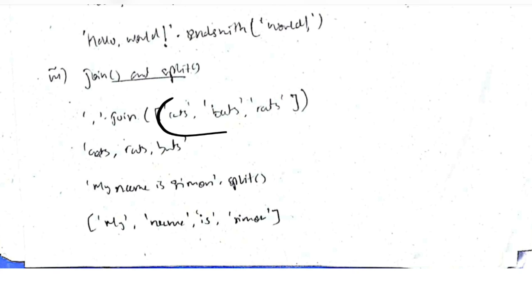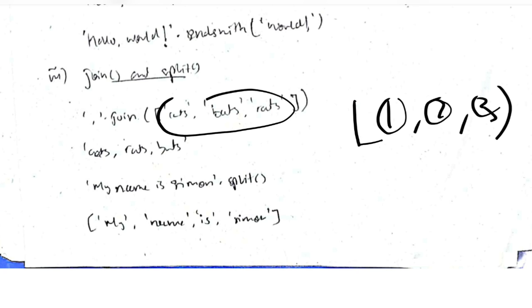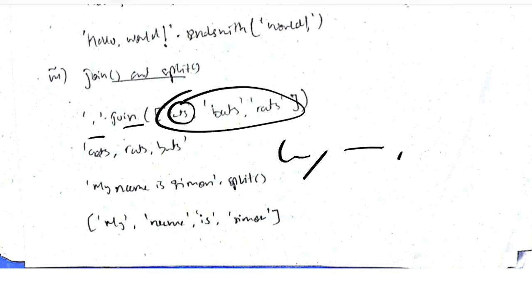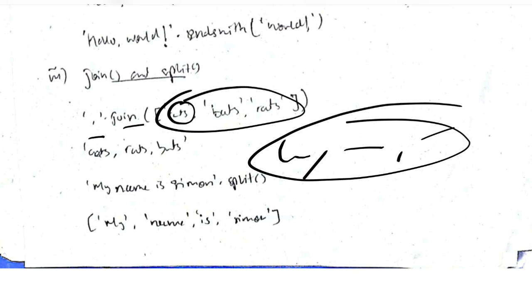See, this is the list we have. Okay, we have 3 items, item 1, item 2 and item 3. If you have to join it using a comma, I will be writing comma dot join these 3. So what will happen? Cats, comma, bats, comma, rats. So this will be the final string.